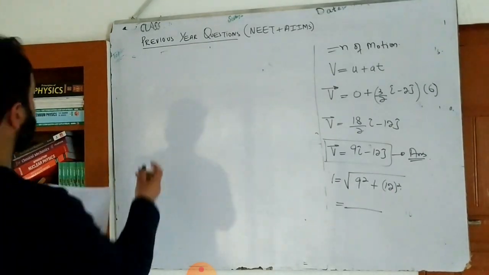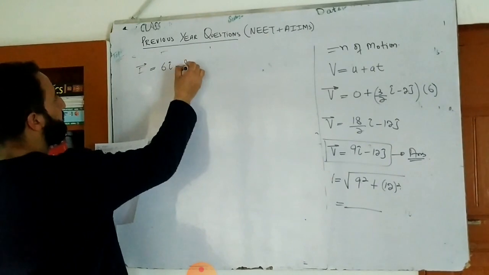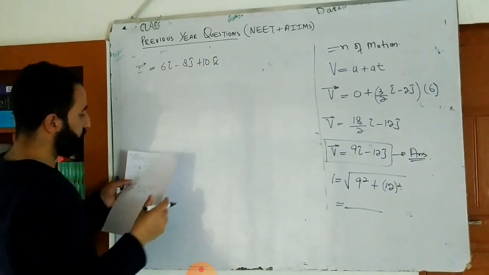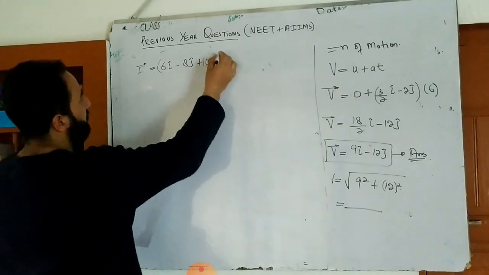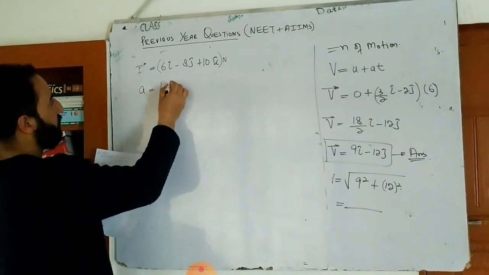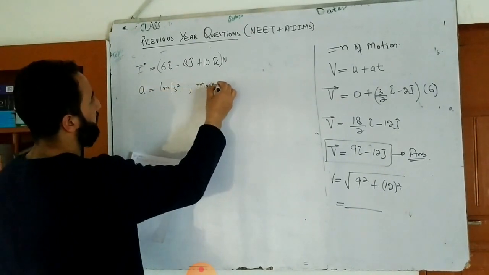Okay, the question is like this. Force is given to you. A force equal to 6 i minus 8 j plus 10 k is given, in Newton. This force is acting on a particle, and the acceleration of the particle is given, that is equal to 1 meter per second square. Now the question is to calculate the mass of the particle.